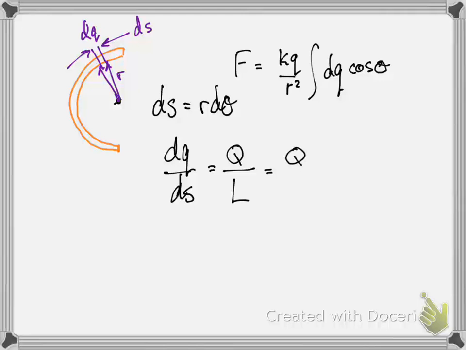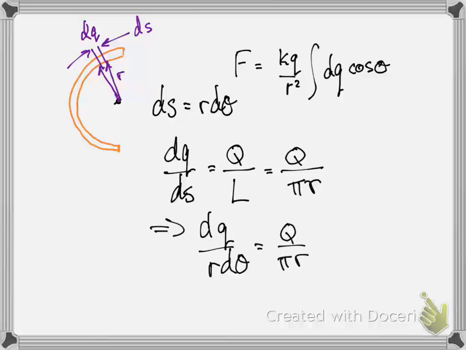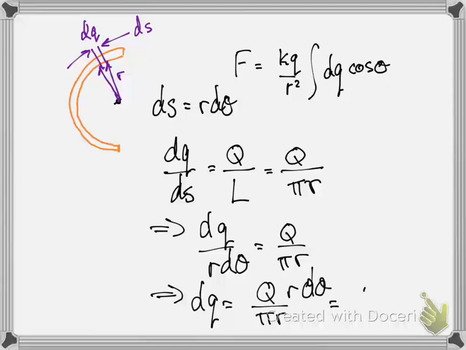And the density of the whole semicircle is the total charge divided by the total length, which is equal to pi r, right? It's half a circle, so it's not 2 pi r, it's pi r. So therefore, dq over r d theta is equal to q over pi r, and now we have a relationship between dq and theta, because dq is equal to q over pi r times r d theta, or just q over pi d theta. So let's go ahead and plug that dq into the equation above.